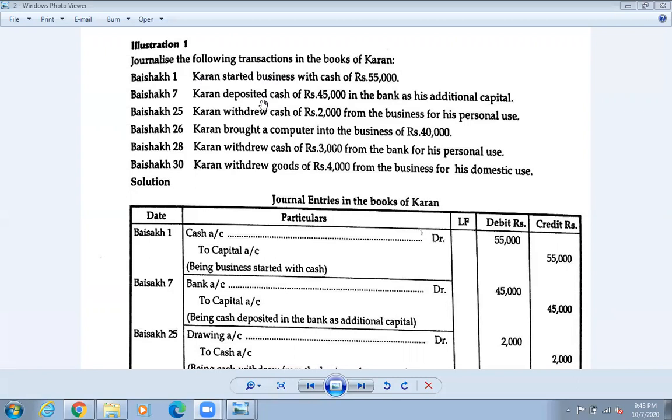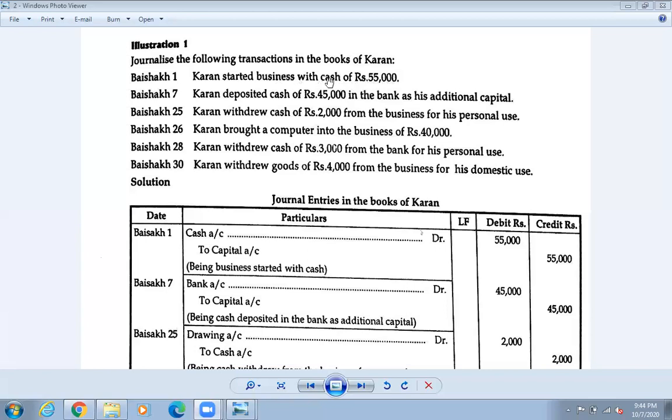So when you are going to start a new business, you are going to install something like computers, tables, electric bulbs or fans or something like that. So all the installation which are done during the beginning. During the establishment, तिमीहरुको job को लागि तिमीहरुको office को लागि केही कुरा थप्दैछौ, that is called capital. Correct, so we call it capital. So Karan started business with cash of rupees 55,000.